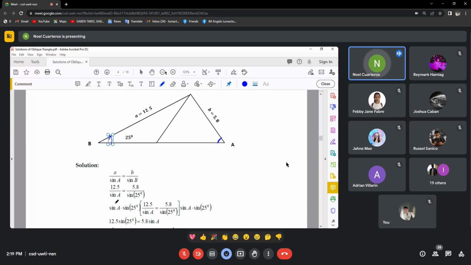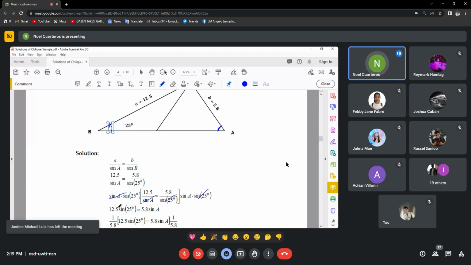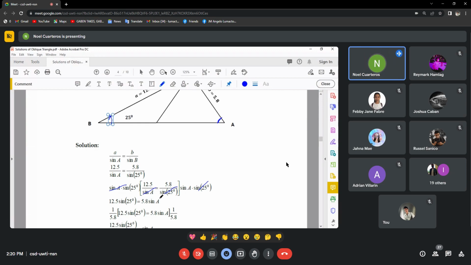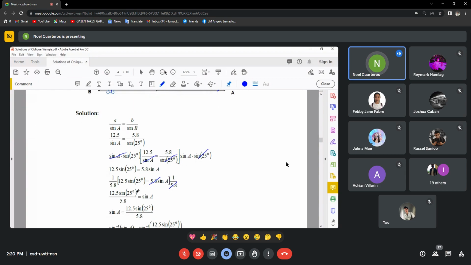Para mawala ang denominator, mag-multiply ka both side of sine A times sine 25 degree. Cancel na siya. Cancel na siya. So we come up with 12.5 sine 25 degree is equal to 5.8 sine A. Okay, para mawala na yung 5.8, kay sine A na lang mabilin, divide ka both side by 5.8. So that's why we have sine A is equal to 12.5 sine 25 degree all over 5.8.